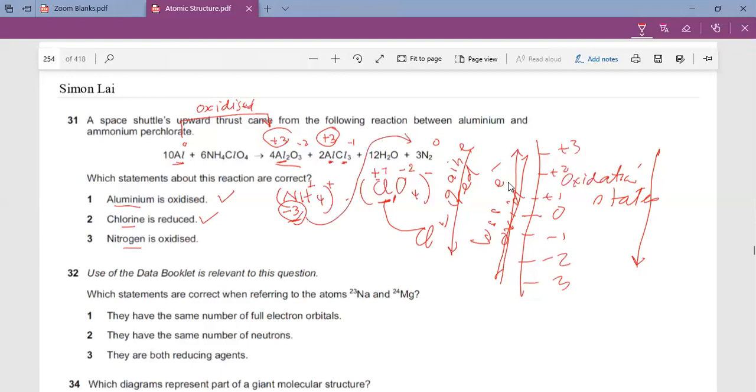-3 to 0, that means it must have lost electrons. Lost 3 electrons. That means it's oxidized, isn't it? Yes, nitrogen is oxidized. 1, 2, 3. Alright? Okay, so they come in different forms.